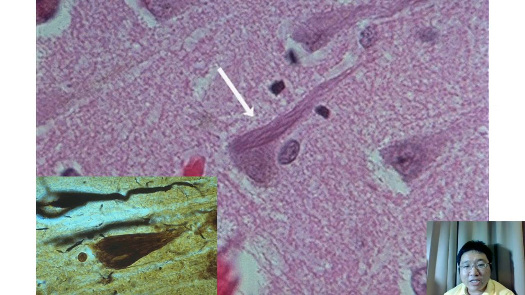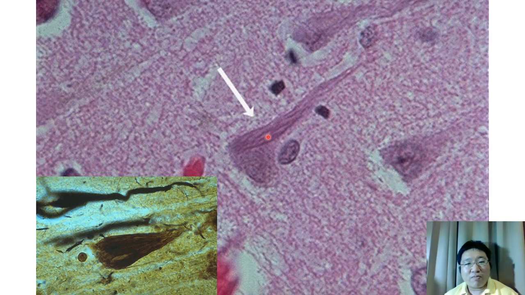And the second lesion, here we see in the cytoplasm of the neuron, aggregation of some protein. We see something aggregating, weaving together, something like that. So this is a neurofibrillary tangle.